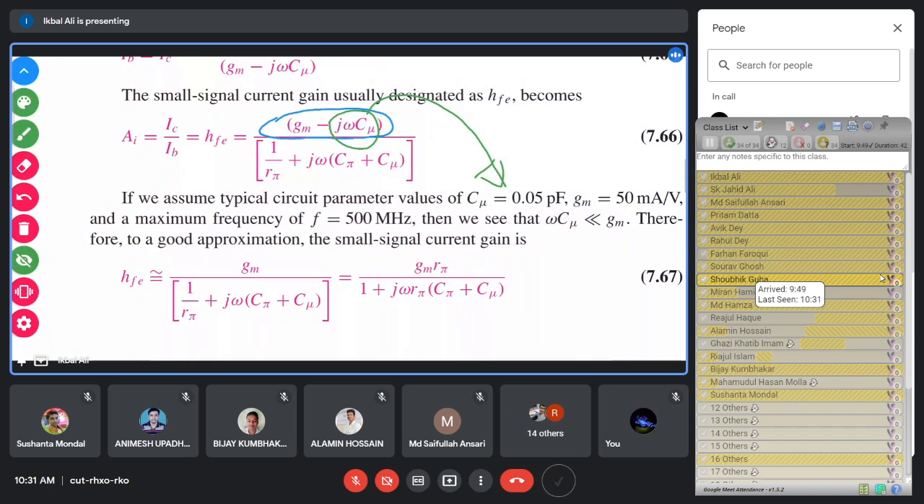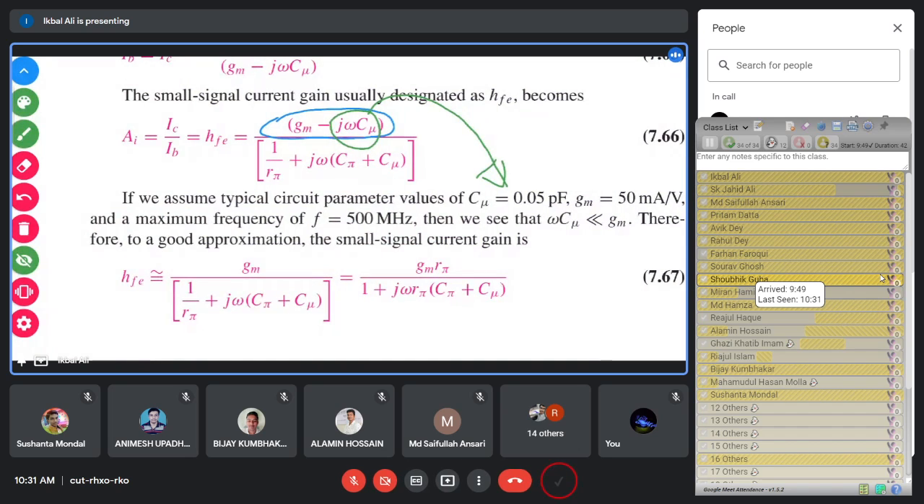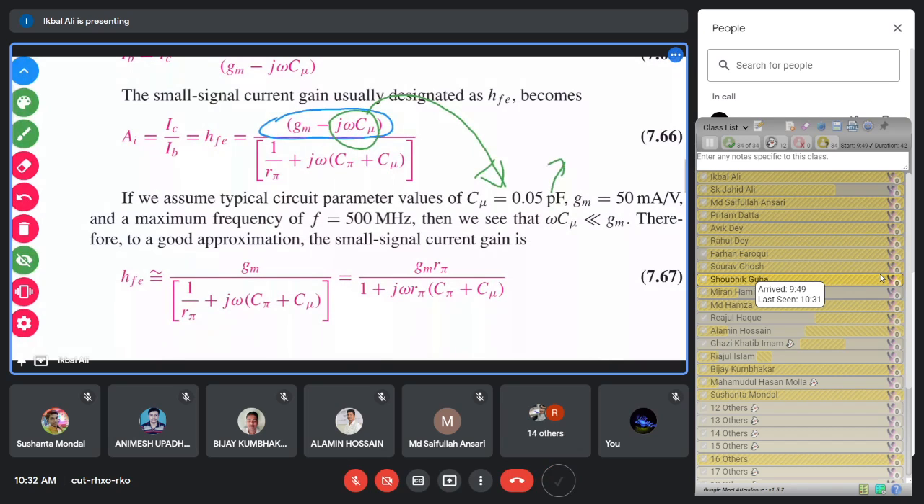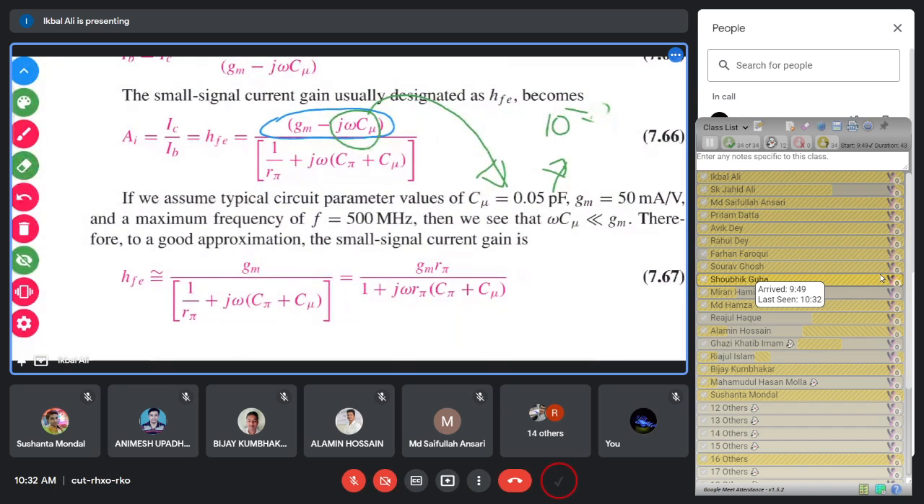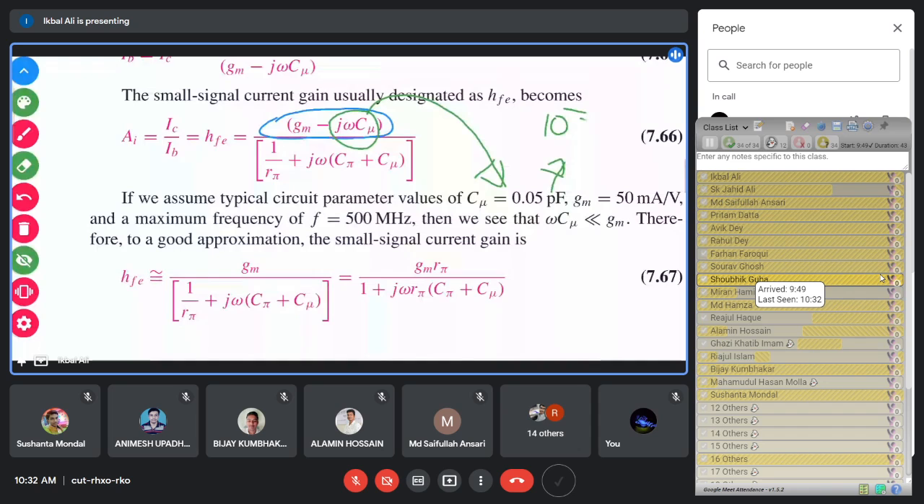Have you heard of the picofarad? Picofarad means 10 to the power minus 12. So this is a very small capacitor. It is not only 10 to the minus 12, it is 0.05 into 10 to the minus 12. So this capacitor is a very small capacitor.